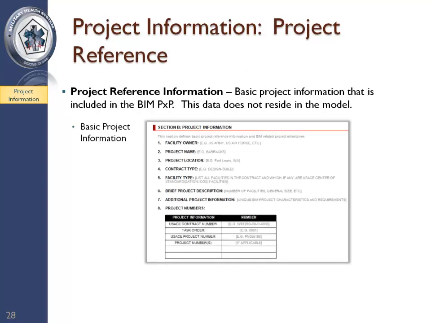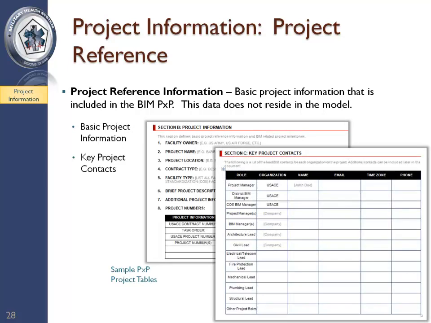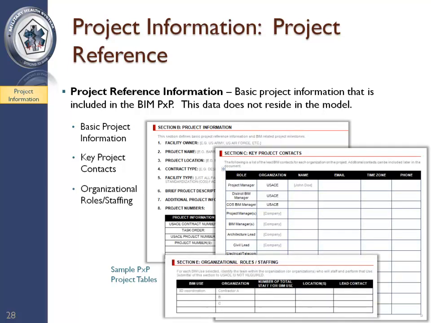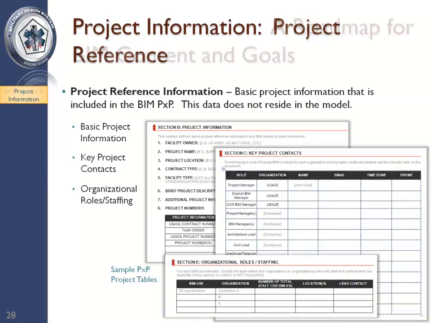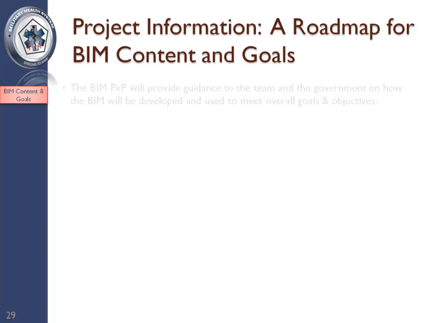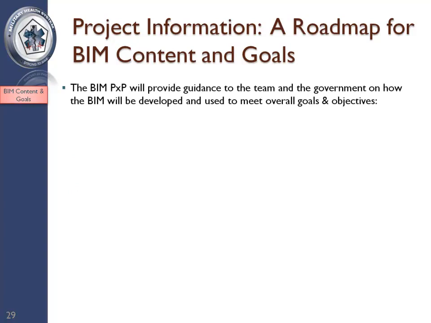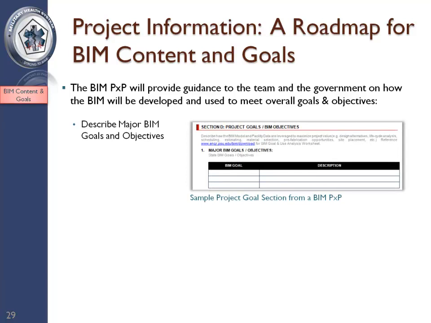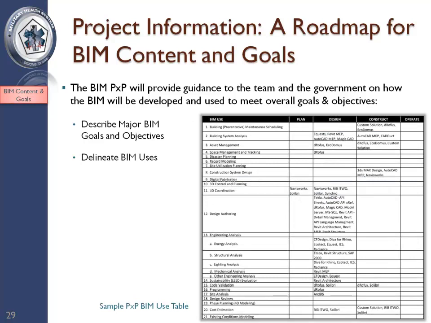The BIM PxP document will contain basic information about the project and will list key project contacts and the staffing and roles of the project team. The PxP should clearly describe the value of BIM for the project by defining the overall goals for BIM implementation. BIM goal and process information helps each firm understand their specific responsibilities for creating BIM data. The PxP also delineates the multiple uses that BIM will have on the project.